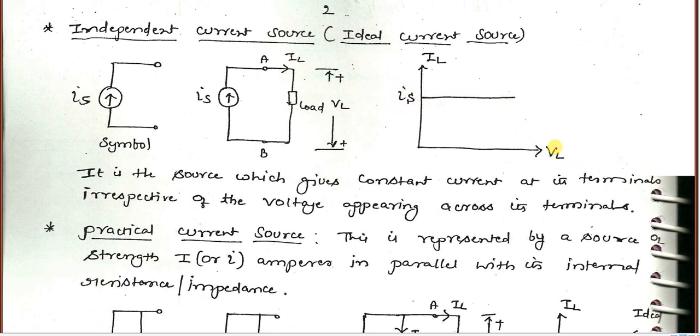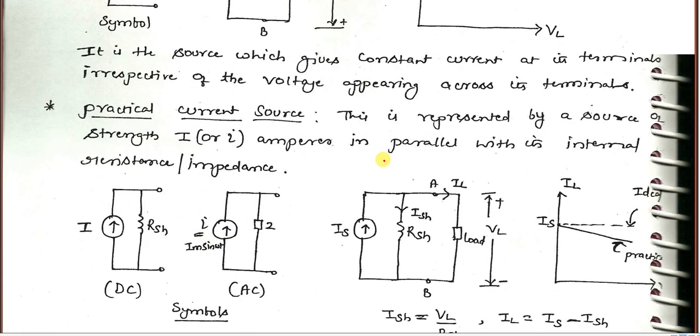Okay, it does not depend on VL. So this is a case of an ideal current source, and it does not have any resistance in parallel with it. In series, current remains the same. Here there is no parallel resistance across this, so you can consider it as infinite resistance. The definition of an independent current source is a source which gives constant current at its terminals, irrespective of the voltage appearing across its terminals.